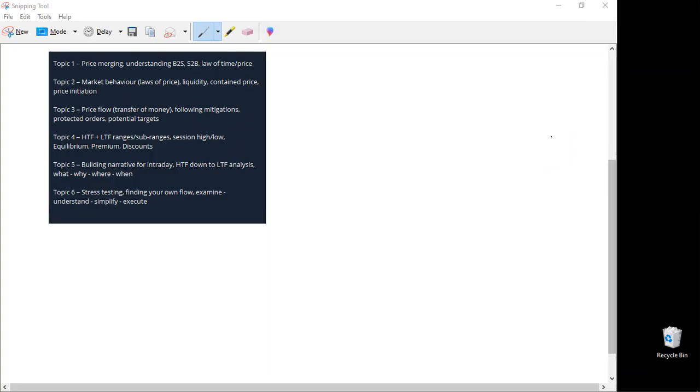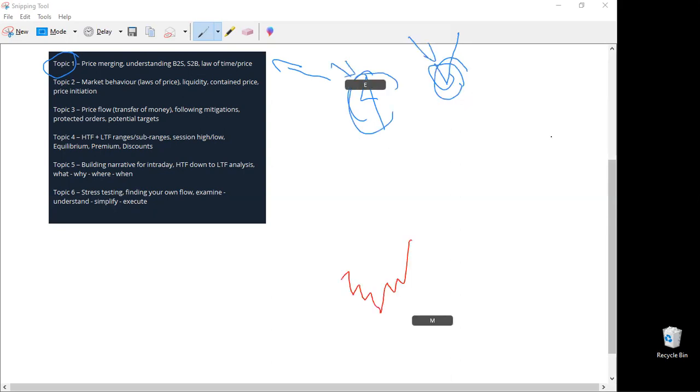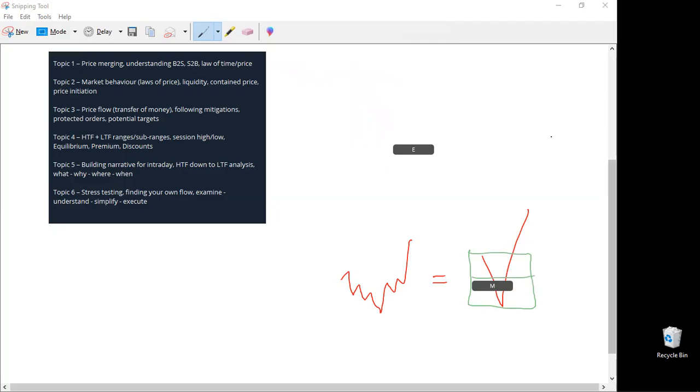have delivered the understanding. So topic 1 was the first week, where we talked about price merging, understanding buy to sell and sell to buy. We were basically teaching you what to see, your buy to sells and sell to buys. There are so many variations of this, and we tried to simplify it to make sure you understand that candles can be merged, the open and close, to get the whole leg of buy to sell. So that was the first topic itself.